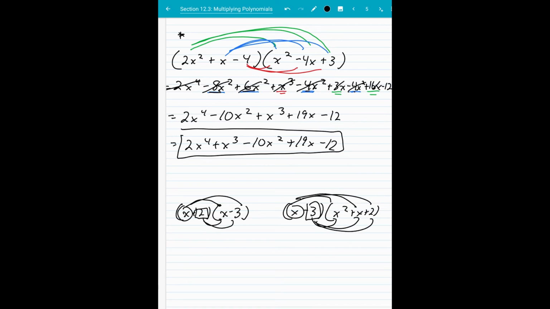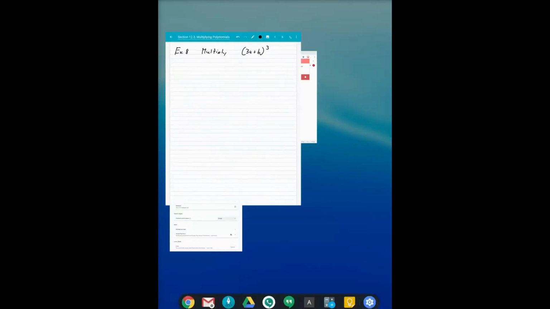So this example is an extreme example. We had to do each one to 3 of them. That's a multiplication process. Let's look at example 8. This one's interesting. It wants us to multiply 3a plus b to the third power.